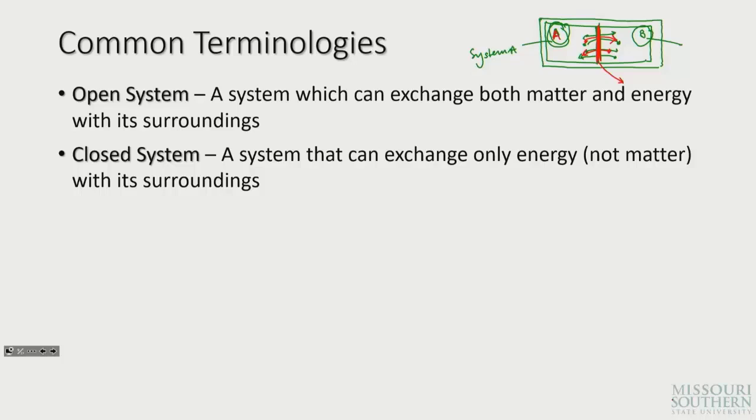In a closed system, this system can exchange energy with another system or surrounding, but there is no exchange of particles. So particles cannot escape out of the system.